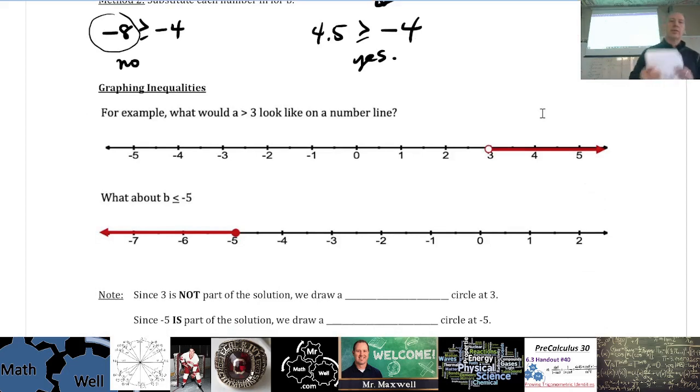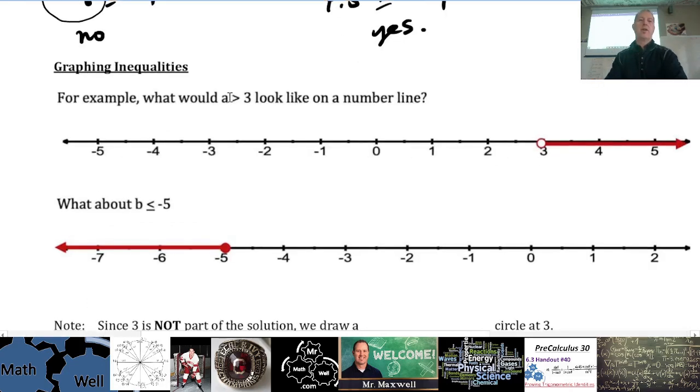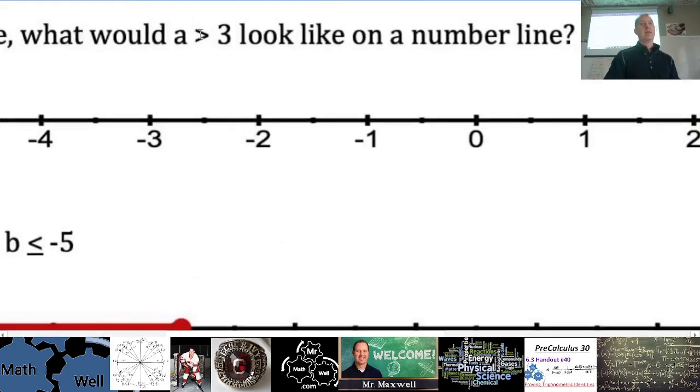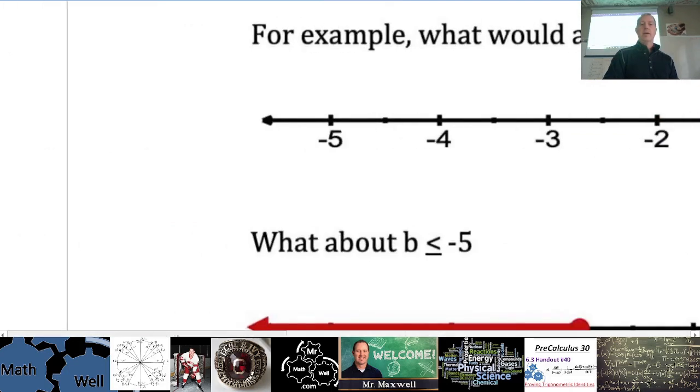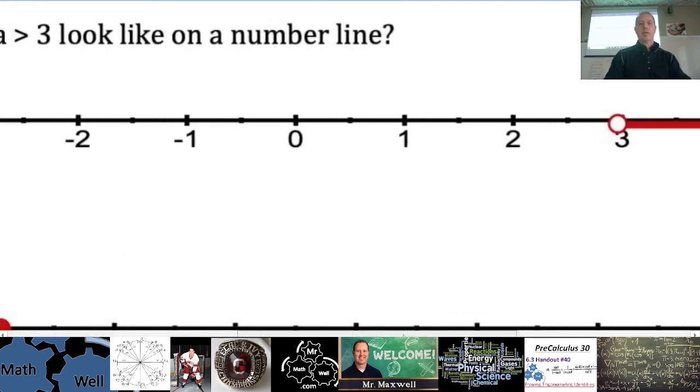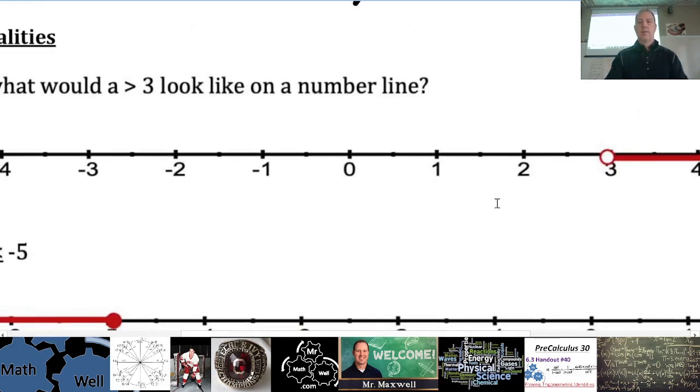Okay, graphing inequalities. For example, what would a greater than 3 look like on a number line? Paying attention? Hunter? Thank you. What would a greater than 3 look like on a number line? Well, you go to 3, because that's the number that's mentioned, and you draw a circle around it. Why? Because if you look closely, this is not including 3. It's just everything that's bigger than 3. So that's where you use an open circle. So 3 has a hollow circle there. And then you draw an arrow to the right.